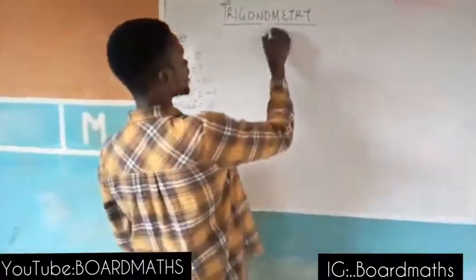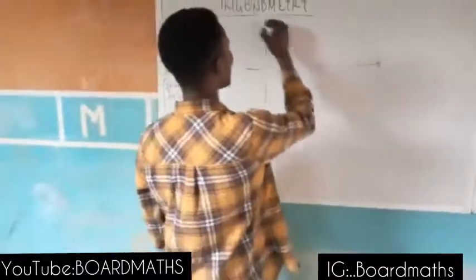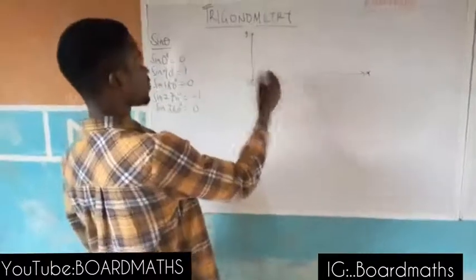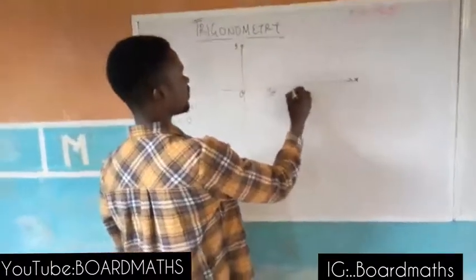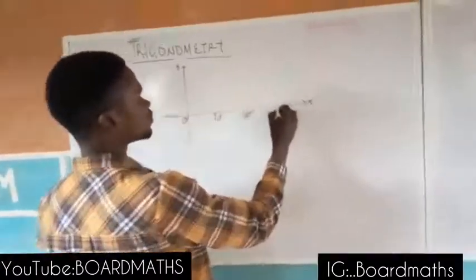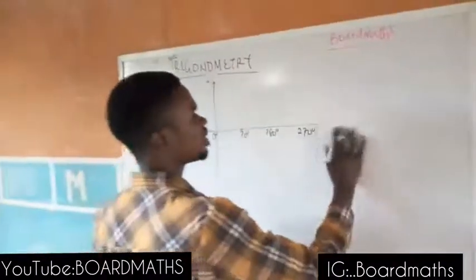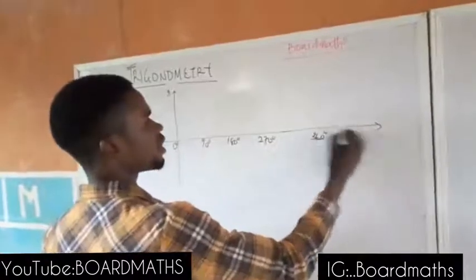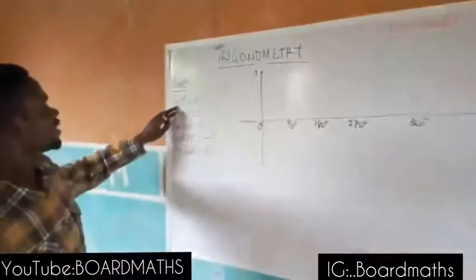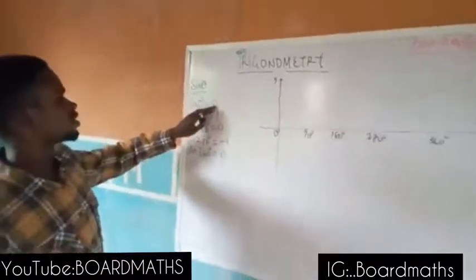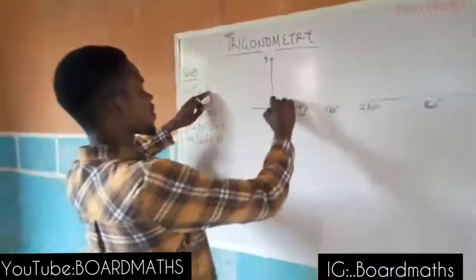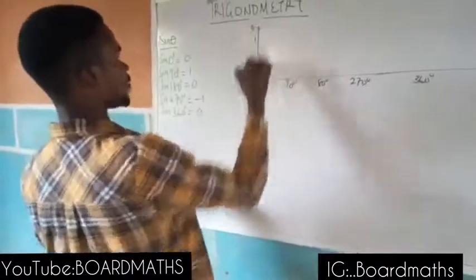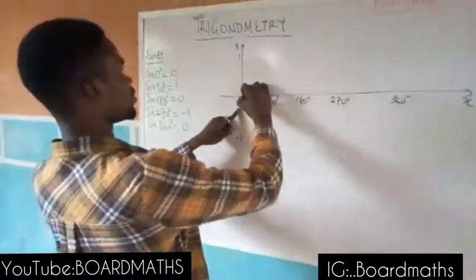So we can graph this as this. We have our y and we have our x. We have 0 degree, 90 degree, 180 degree, 270 degree. Let me elongate the line. We have 360 degree. As you can see, sine 0 degree is 0, so it's coming from here, and sine 90 degree is 1. We have minus 1 and 1.